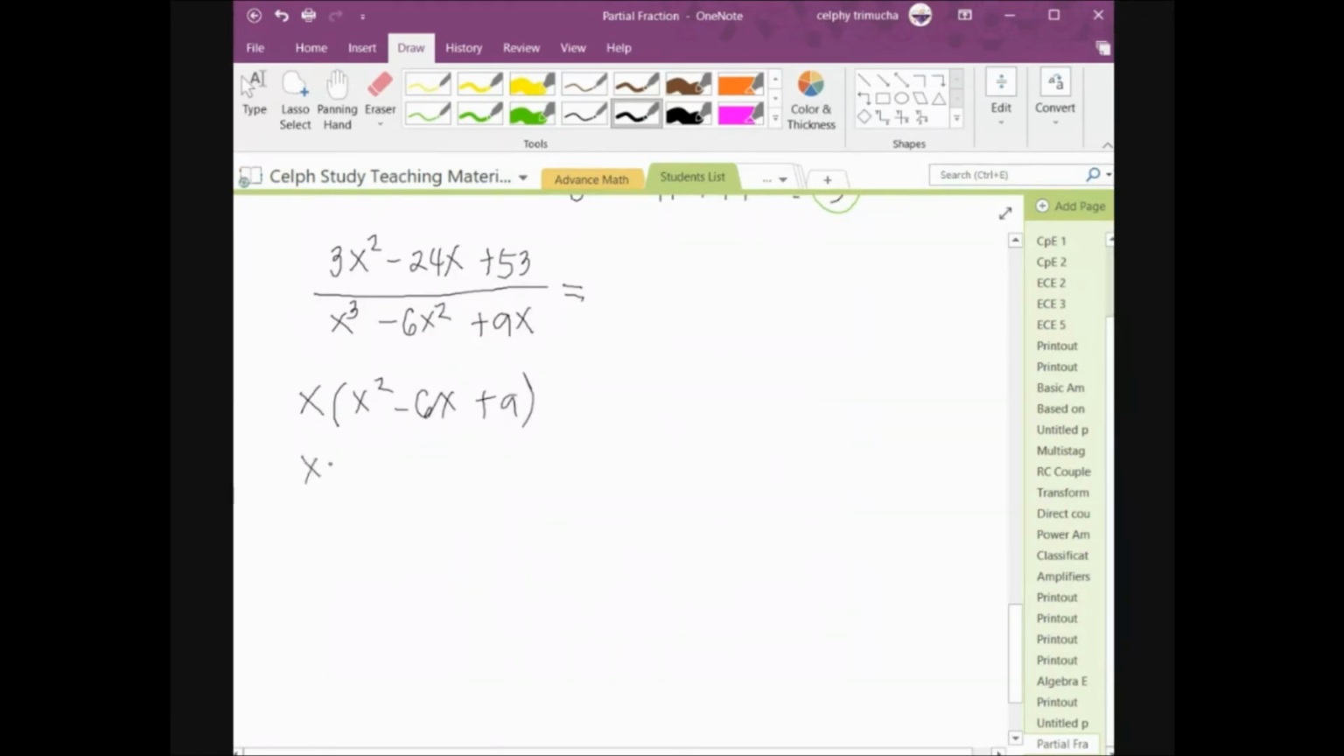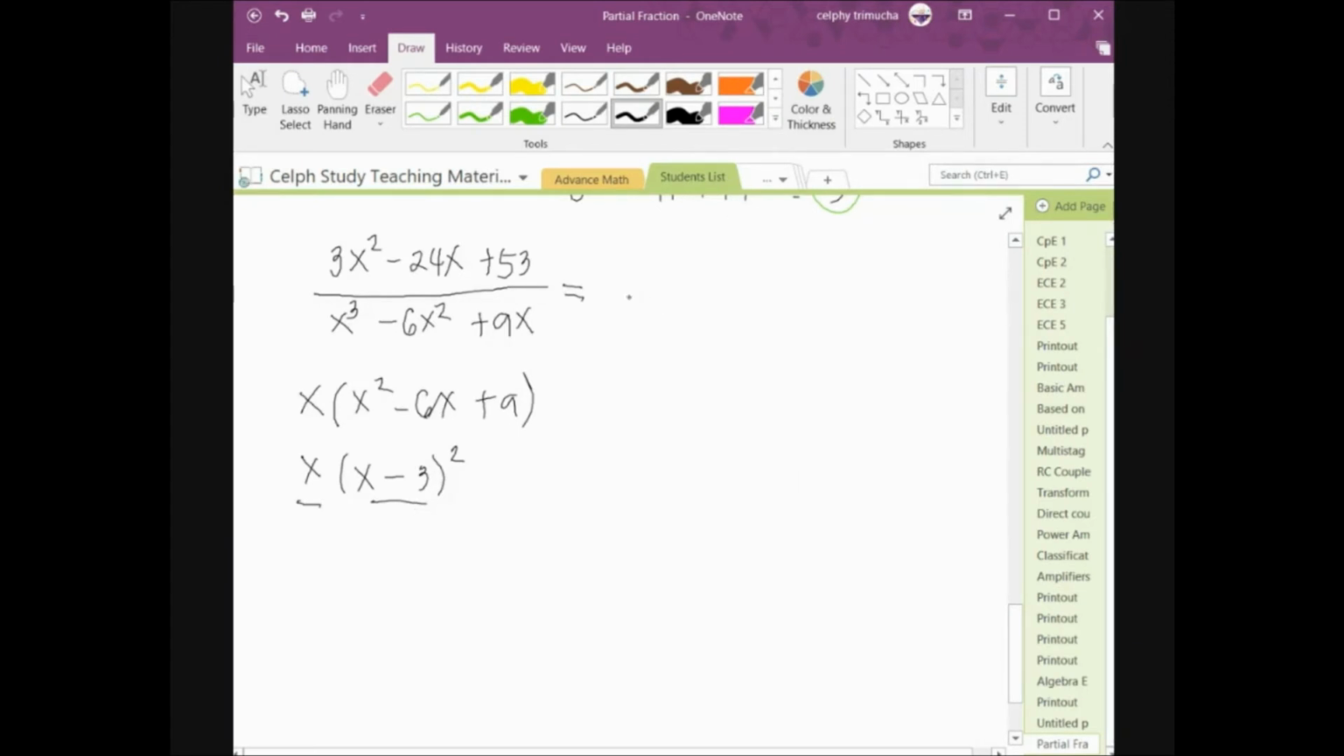Pwede ko ni din ma-factor, ang x squared minus 6x plus 9, may ara ako nga x minus 3 squared. So, x minus 3 squared. So, may ara ko isa ka linear, then may ara ko repeated linear. Paano ko siya subong i-partial fraction?